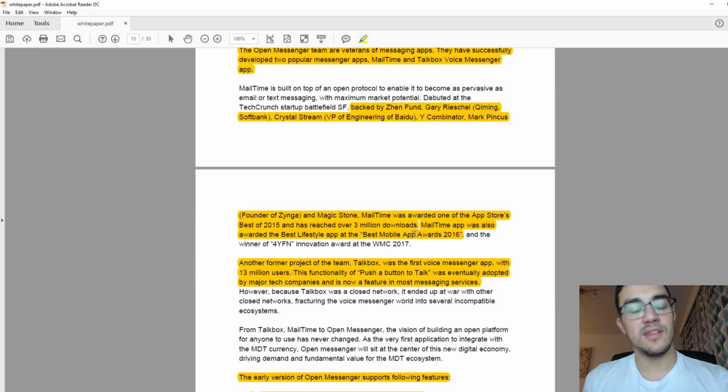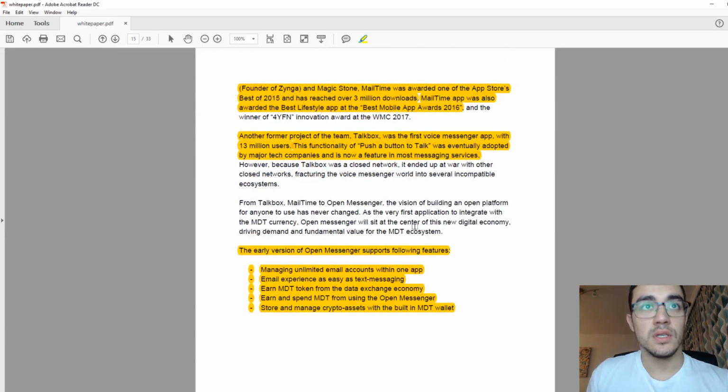So how is Mailtime related? The team that is behind Mailtime and TopBox is the team that is making MDT possible. Another former project of the team, TopBox, was the first voice messenger app with 13 million users. This was in 2011, I think, so smartphones were just coming up, so 13 million is a pretty big number. This push-a-button-to-talk functionality was eventually adopted by major tech companies and is now featured in most messaging services, like for example WhatsApp.